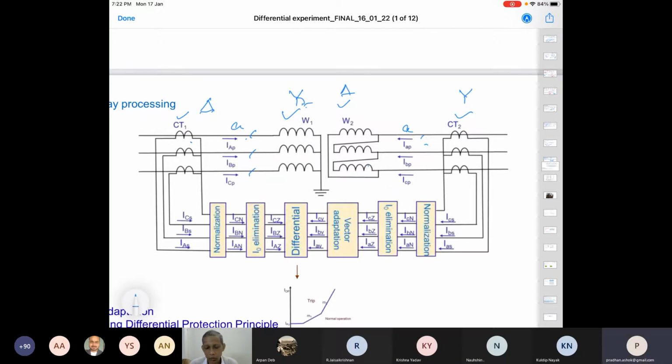So what do we do? The delta side CTs should be connected in star, and the star side CTs in delta. Then overall you are compensating. If you take the delta connection on one side and the star connection on this side, in each individual phase we can have a phase compensation. Okay.